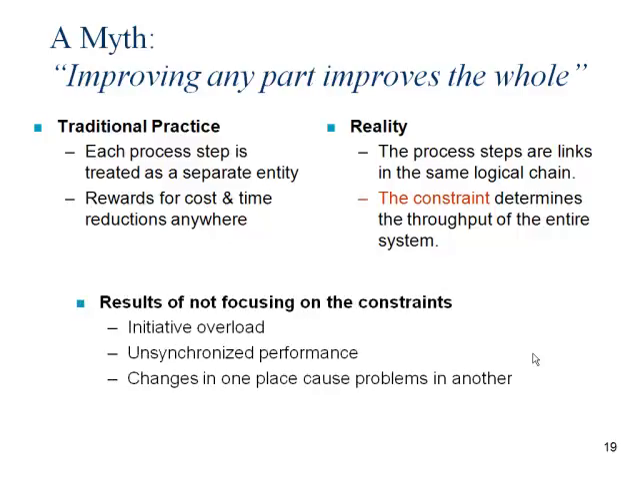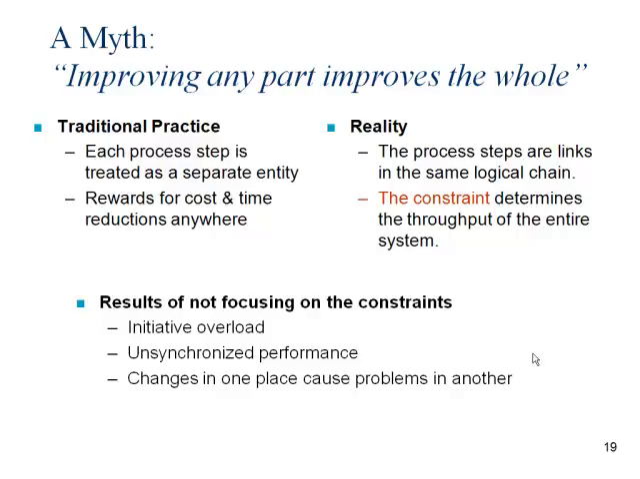So the process steps are linked, in many cases, in the same logical chain. The constraint determines the throughput of the entire process. So if we spend our time implementing improvements in all different areas of the business, in a lot of cases, it's not going to make any difference to throughput because all we're going to be doing is improving the flow through a non-constrained area. It's not going to affect the overall process. And the results of not focusing on the constraints means initiative overload, unsynchronized performance, and in some cases changes in one place causing problems in another place. Let me give you an example of this.